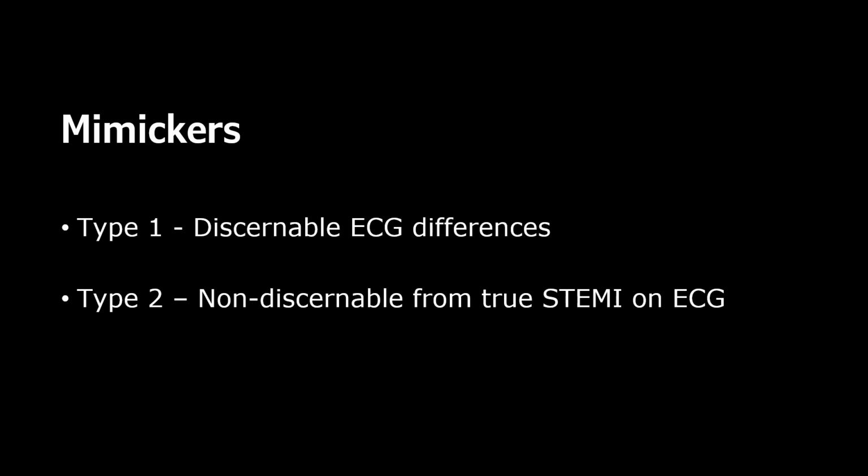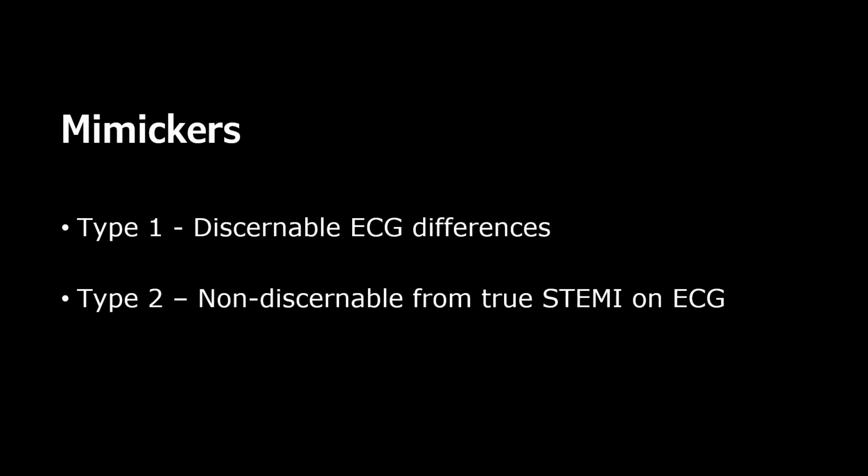So I made up these terms, type 1 and type 2. This is just how my brain differentiates. Because I think it's important to note that there are pathological conditions that will cause non-discernible ECG patterns to a true STEMI. And these are things like coronary vasospasms, Takotsubo cardiomyopathy, etc.